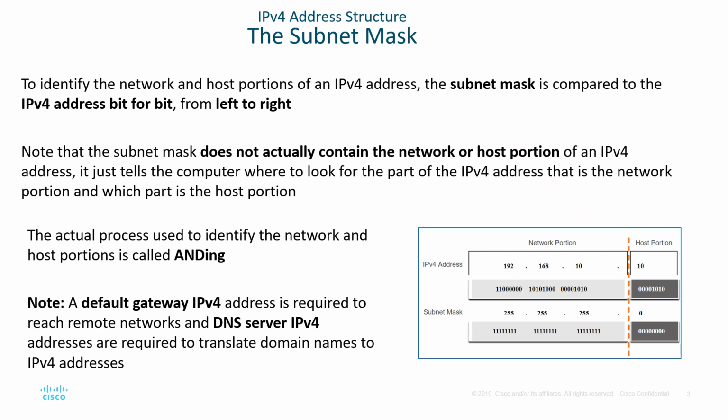A default gateway IP4 address is required to reach each remote network, as well as a DNS server for IP4. They are required to translate domain names to IP4 addresses. We'll talk about the DNS server parameters the further along that we go.